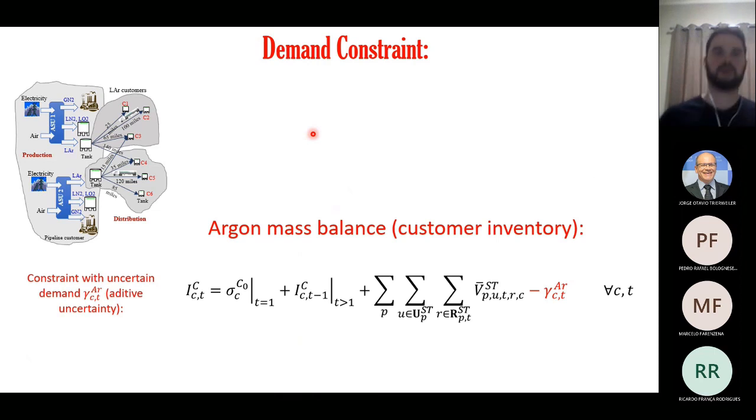Okay, the demand constraint. This is the argon mass balance, customer inventory. Here we have your additive uncertainty. This is the inventory balance, okay?